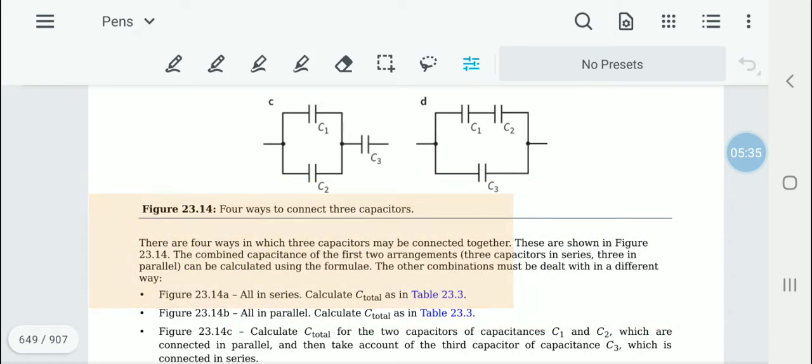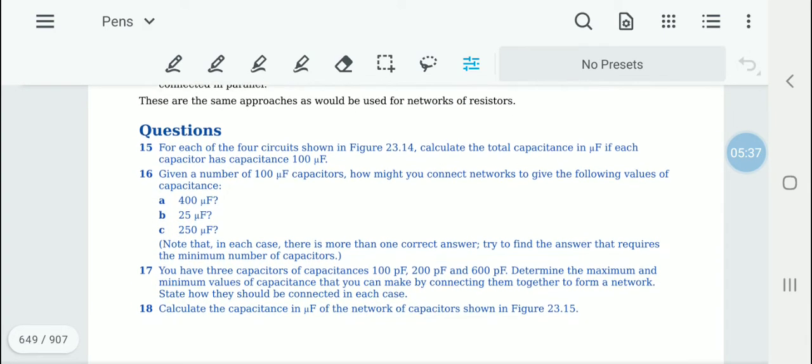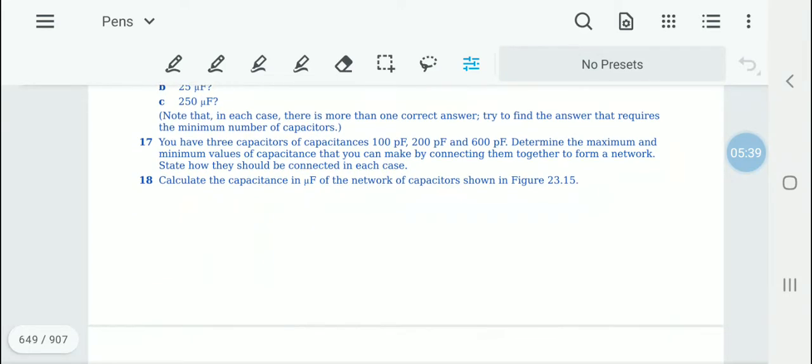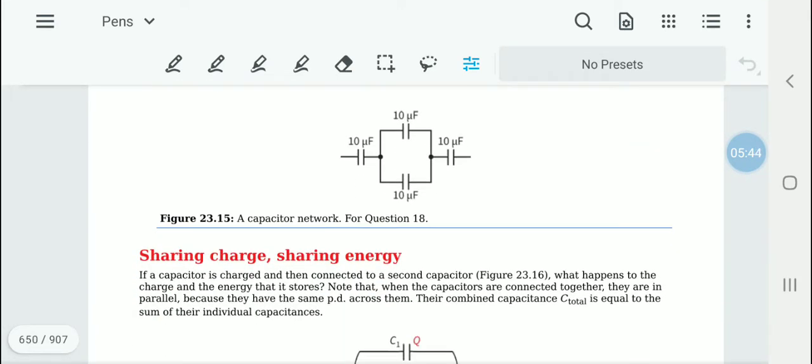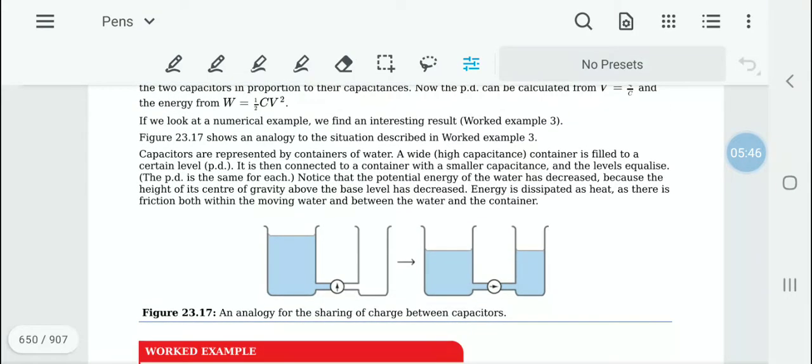Then moving on to questions 15, 16, 17 and 18, please do them. And if you have any further questions, please ask.